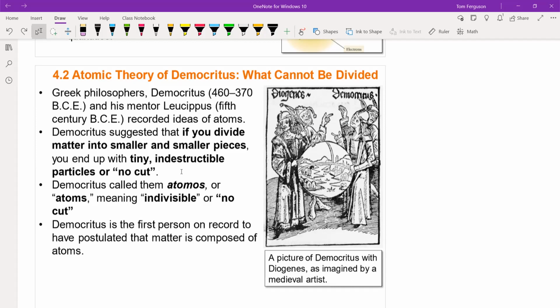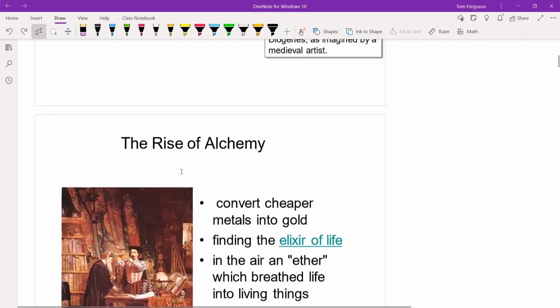Now, the interesting thing is Aristotle believed that everything came from earth, wind, and fire kind of stuff. And because he was much more powerful than Democritus, his ideas lasted. So anyway, these guys were the first ones to actually postulate the existence of an atom.